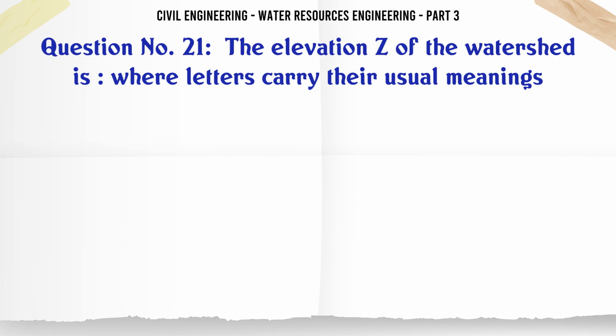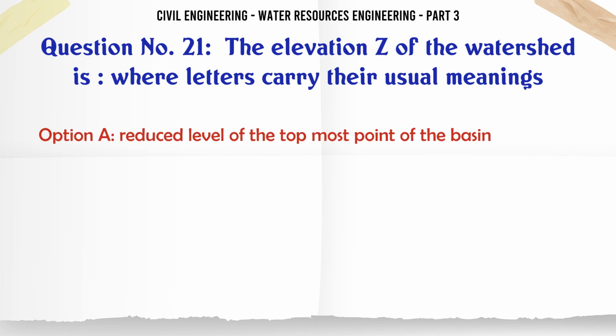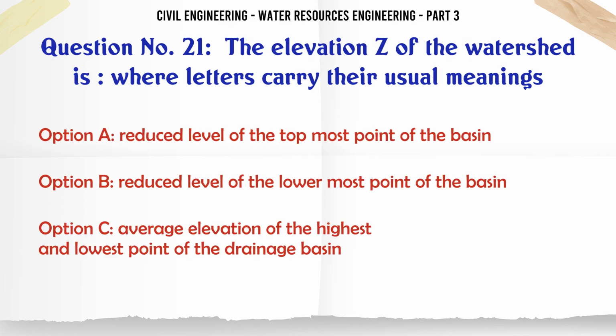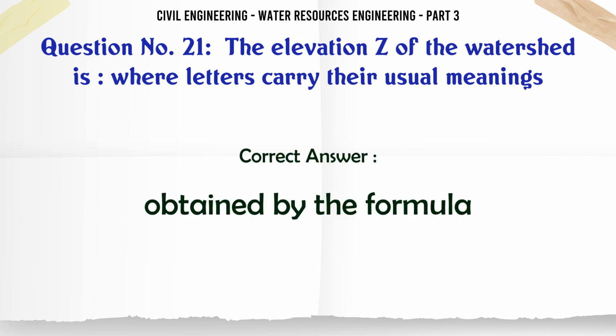The elevation Z of the watershed is, where letters carry their usual meanings, A. Reduced level of the topmost point of the basin. B. Reduced level of the lowermost point of the basin. C. Average elevation of the highest and lowest point of the drainage basin. D. Obtained by the formula. The correct answer is obtained by the formula.